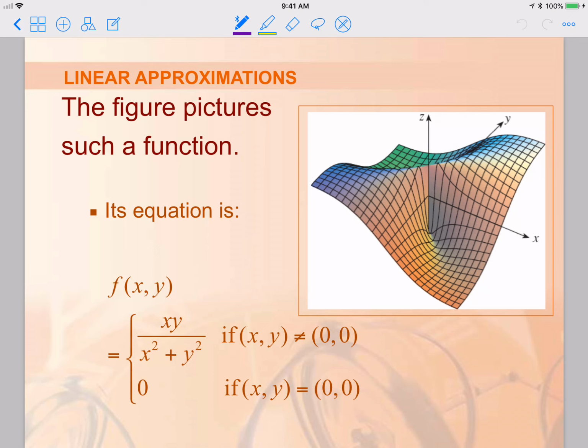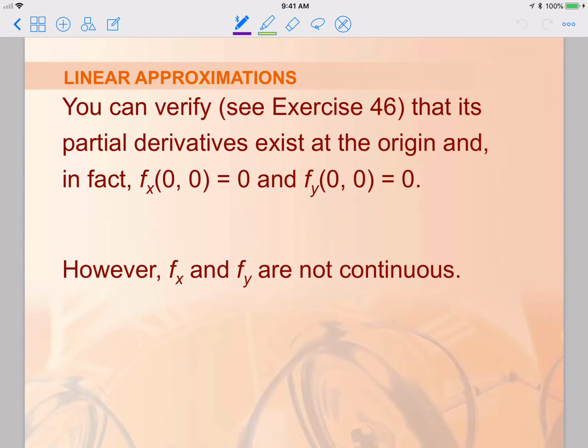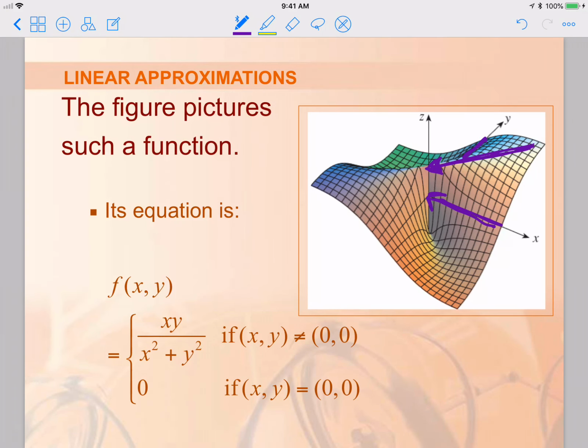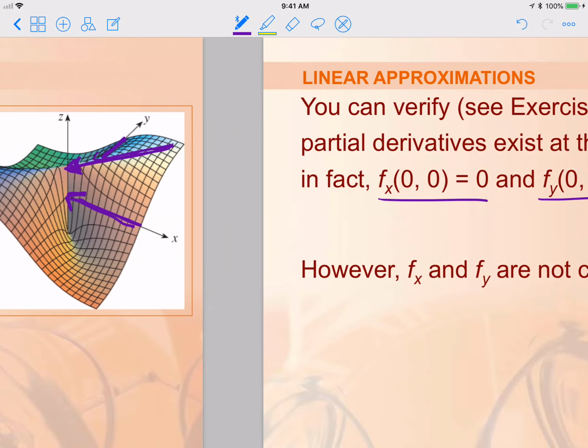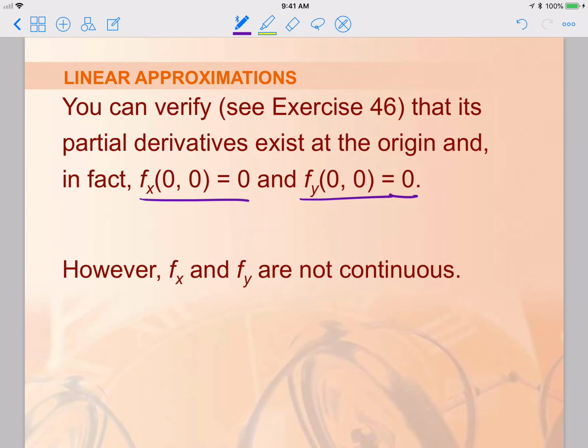And remember that we said that we had a ridge of 0 here and 0 as you approach along the y-axis. But if you approach along the y equals x line, then you're stuck at 1/2. I think that was what happened. So it turns out that the partial derivatives exist at the origin, right? So the partial derivatives exist as you're approaching from the x-axis and the y-axis. Partials are actually equal to 0, but those partials are not continuous.